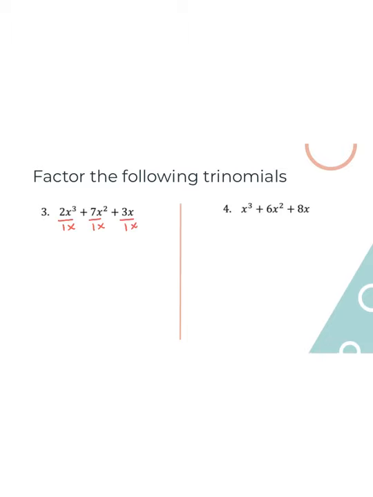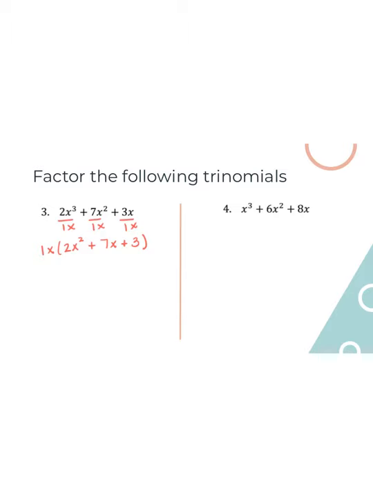Okay, now I'm going to take that 1x and stick it out front and then start my parentheses. So 2x to the third divided by 1x. So 2 divided by 1 is 2. X to the third divided by x is x to the second. Plus 7 divided by 1 is 7. And x to the second divided by x to the first is just an x. Plus 3 divided by 1 is 3. And then x divided by x, those cancel out. So I'm just going to close that right there.